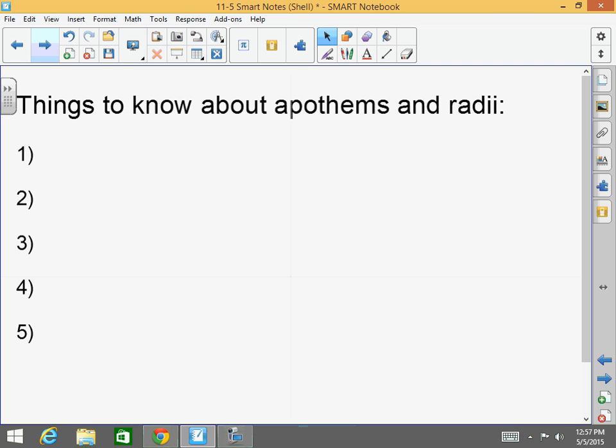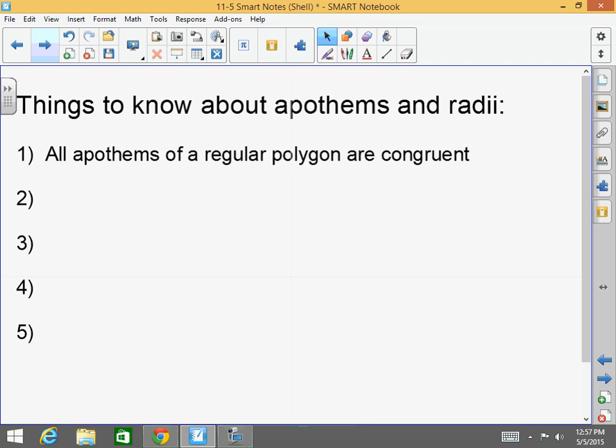Things again that you have to know about the apothems and the radii. All apothems of a regular polygon are congruent. Period. Whether it's a polygon inscribed in a circle or a polygon circumscribed about a circle, all apothems of a regular polygon are congruent. Only regular polygons have apothems, by the way. What we're going to learn today is area of regular polygons. This does not work for non-regular polygons.